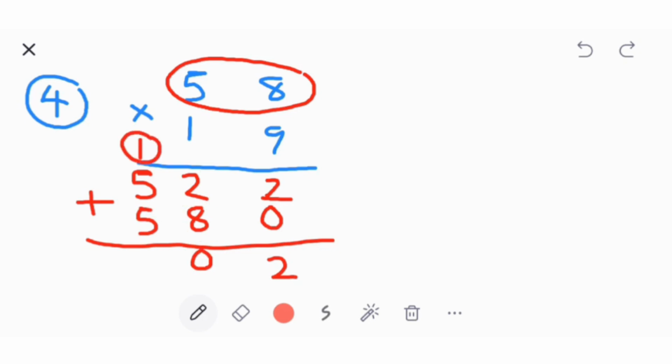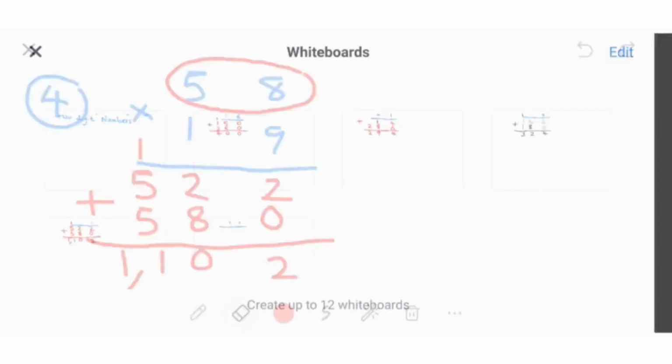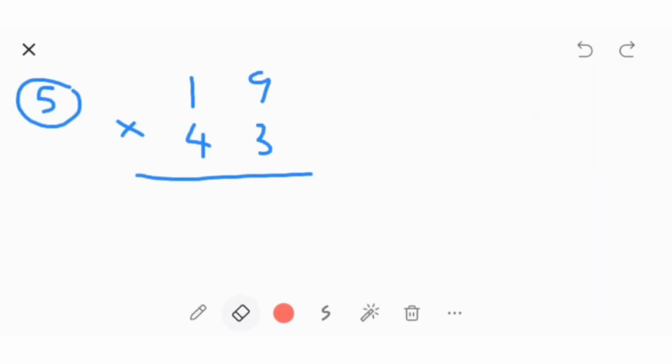This one that I put here plus 5. You have 6. 6 plus 5. You have 11. So the answer is 1102. Easy. Very easy. Look at this last one.